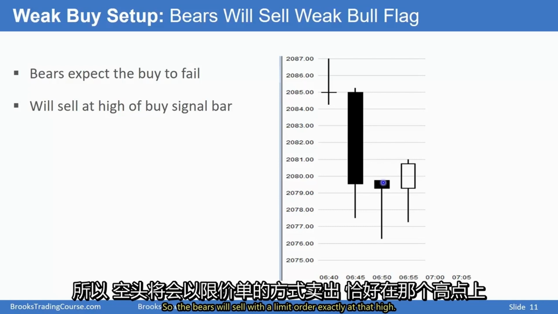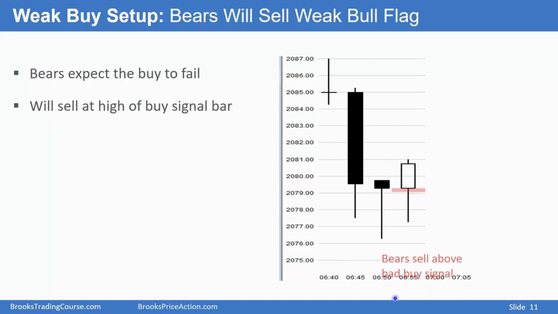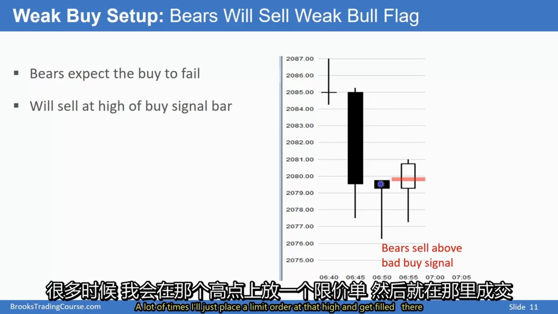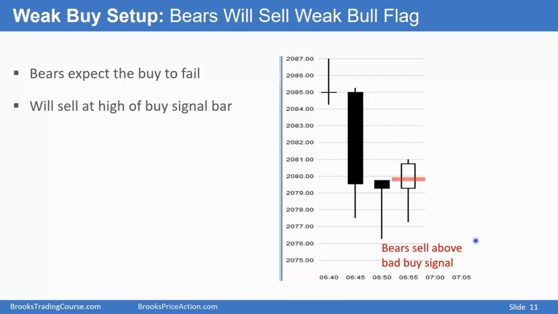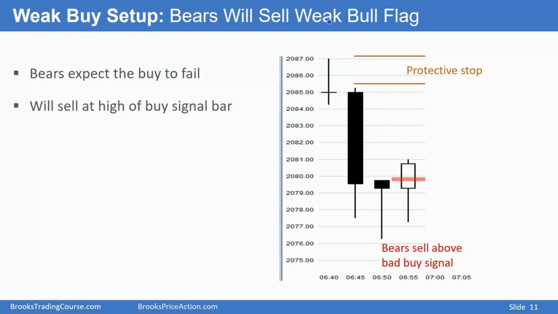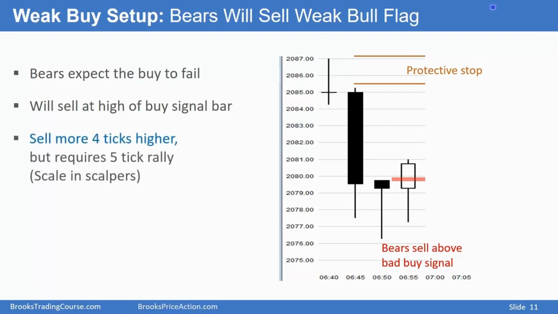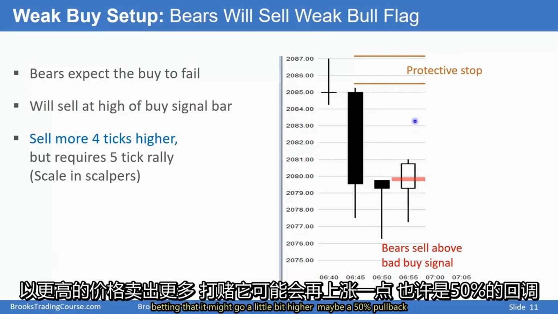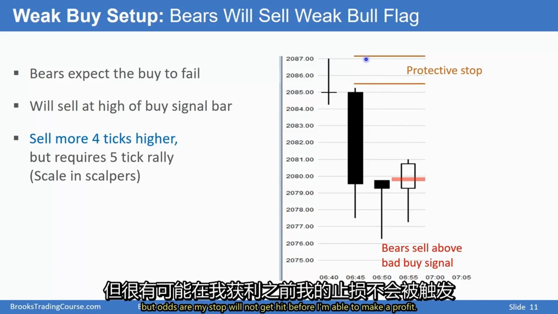So the bears will sell with a limit order exactly at that high. They'll sell at or slightly above. A lot of times I'll just place a limit order at that high and get filled right there, betting that it's a bad buy. Protective stop, either above the top of the sell climax or the top of the bear trend. My stop is up here. A lot of times when I take that short, I'll place a limit order to sell more 1 or 2 points higher, betting that it might go a little bit higher, maybe a 50% pullback, but odds are my stop will not get hit before I'm able to make a profit.